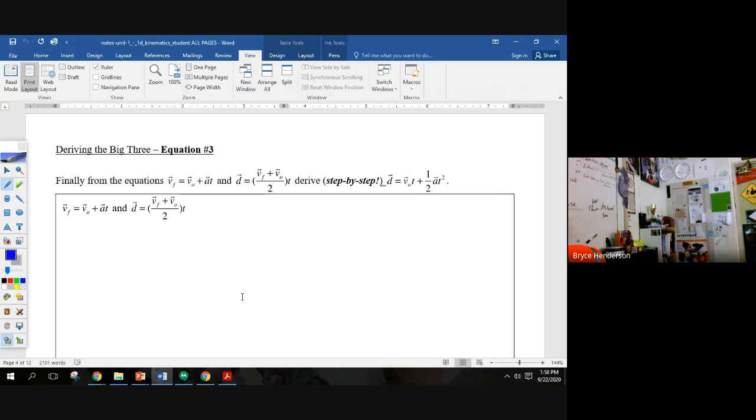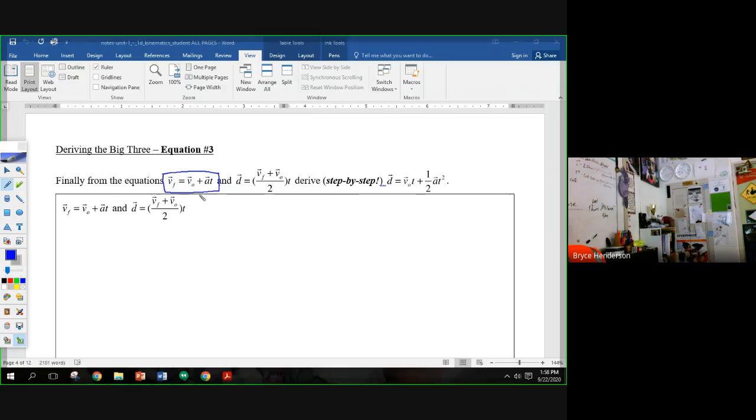Now, you'll notice at the top, it says finally, from the equations. What do you notice about this first equation? This is the first kinematic formula. So now we're going to use kinematic formula 1 with the average velocity one that we just used and make a baby out of those two so that we can get equation number 3. Star, star, star. This is the difficult one. Okay, so let's do it.